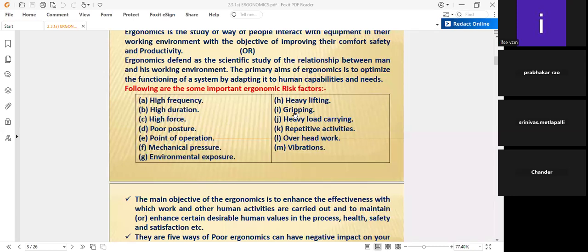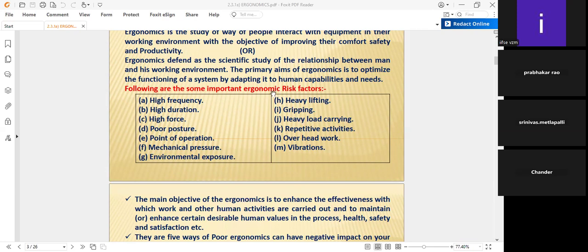Gripping is also manual, as I told yesterday and the day before yesterday, not on the fingers. We have to grip on the palm of the hand. We have to see the gripping also. If the gripping is not proper, definitely risk factors will be more. Heavy load carrying is also the same as heavy lifting.